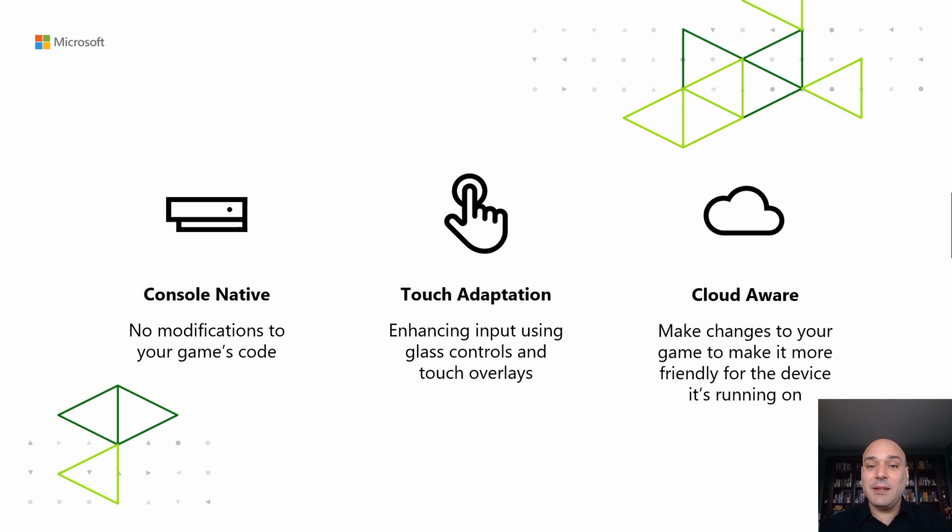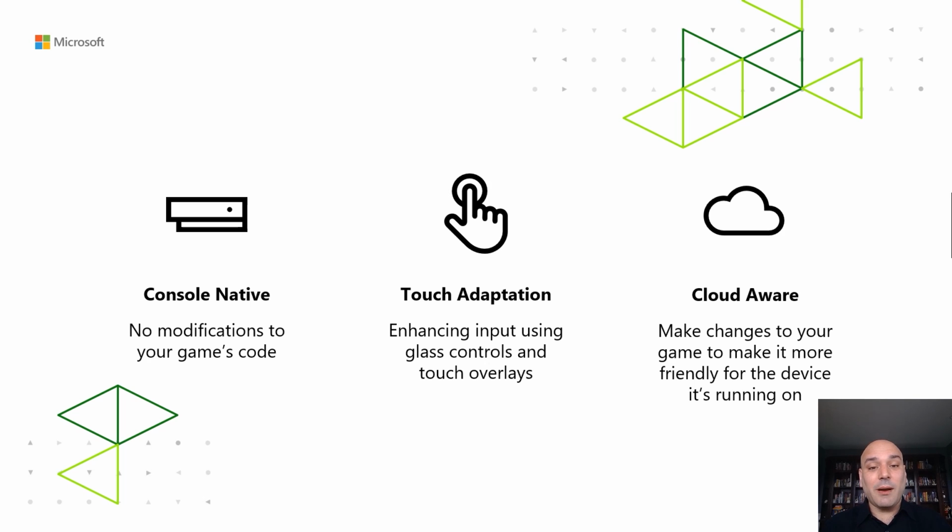The Touch Adaptation Kit allows you to build a set of touch controls without modifying your game's code. You describe declaratively the way you want those controls to look. The client application will render them and send X input style inputs back to your game.